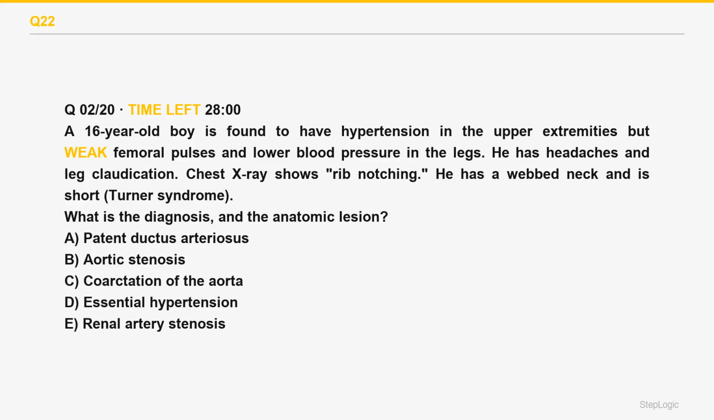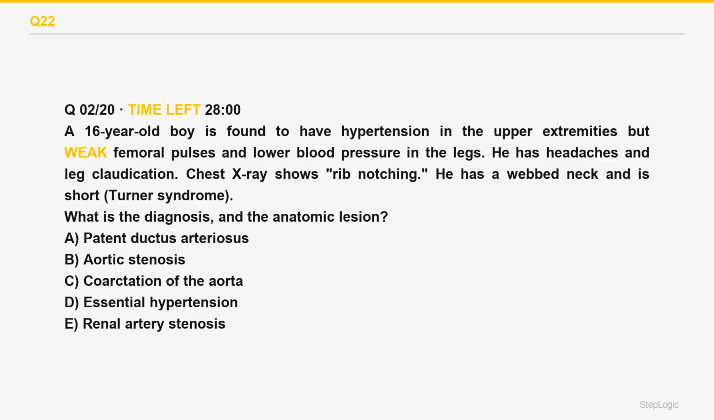What is the diagnosis and the anatomic lesion? A 16-year-old boy is found to have hypertension in the upper extremities, but weak femoral pulses and lower blood pressure in the legs. He has headaches and leg claudication. Chest x-ray shows rib notching. He has a webbed neck and short stature, Turner syndrome. Read the command: diagnosis and lesion.